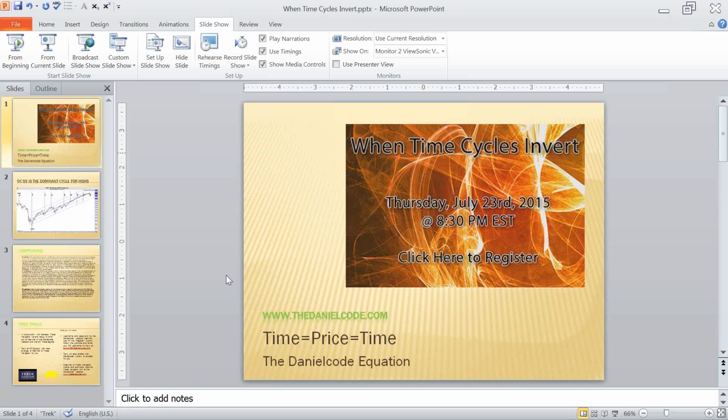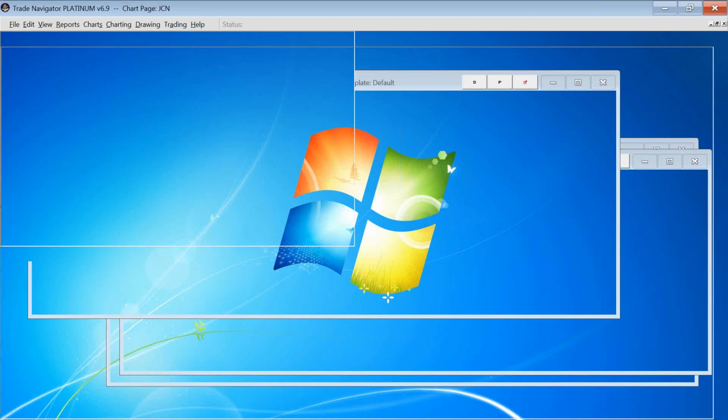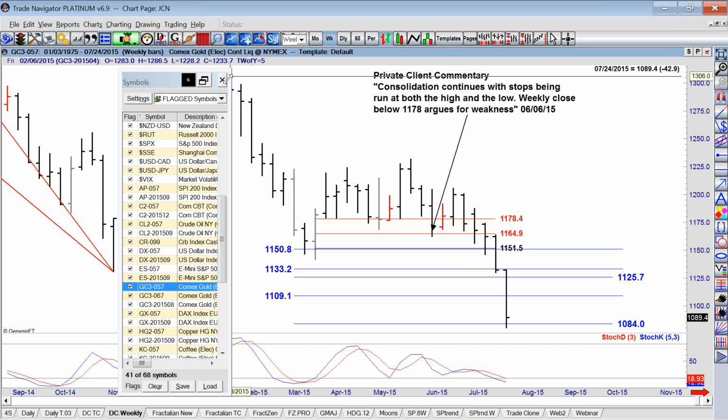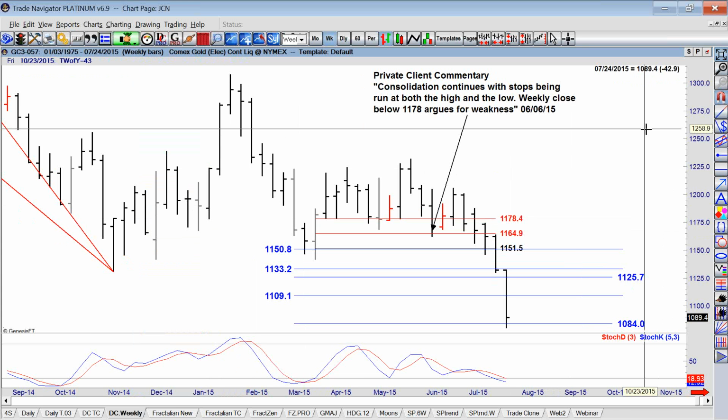Okay, so that's that, and I wanted now to move to the charts. And the first chart I'm going to show you is gold. Gold's the big story at the moment. This is a weekly chart of gold. This is one that I've restored some of the numbers to. Of course, as these markets move, the Daniel Code numbers come off it.